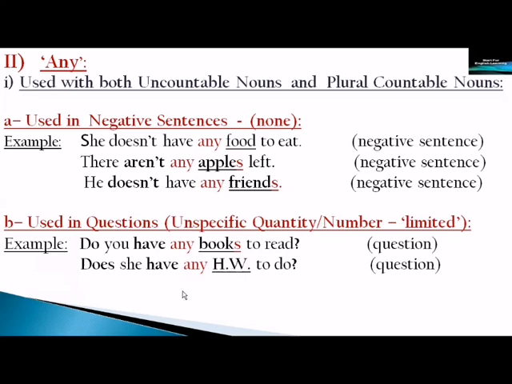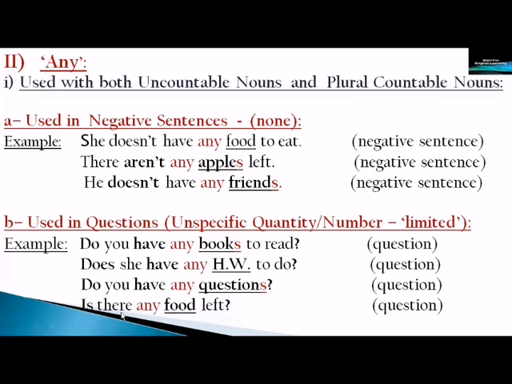Question. Do you have any questions? Questions is a plural countable noun. Questions. Okay. Is there any food left? Food is an uncountable noun. Therefore, we use is. Uncountable nouns use the singular form of the verb. Here we use is. Is there any food left?